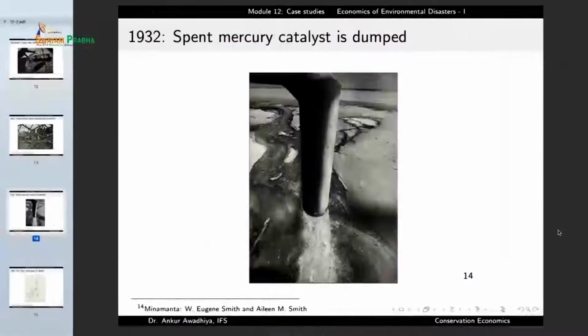Now, here again, it is important to note the importance of externalities. Now, if the industry had spent resources on the processing of this spent catalyst, then it would have reduced the contamination of the surroundings, but it would have costed the industry. Whereas if the industry just throws it out into the environment, then the industry can increase its profits, at least in the short run when it does not have to pay for damages. And the damage is felt by the people who are there in the surroundings. It is not experienced by people in the Chisso factory, but by people in the surroundings in whose area they are throwing this waste. So the spent mercury catalyst is dumped into the sea.